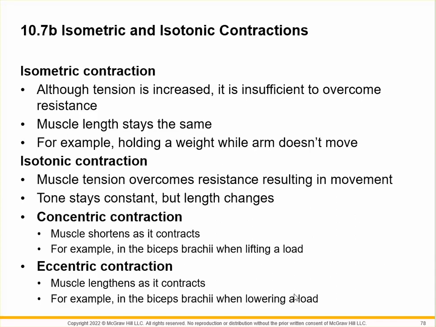Isotonic contractions are when muscle tension overcomes the resistance, the load, and movement happens. And once the movement happens, the tension levels off. So you don't create more tension, generally speaking. You can if you want to accelerate something, but generally speaking, once you've got the object moving, that's the amount of tone that you use, the amount of tension that you have. So it's isotonic. The tension stays the same, but the length changes.